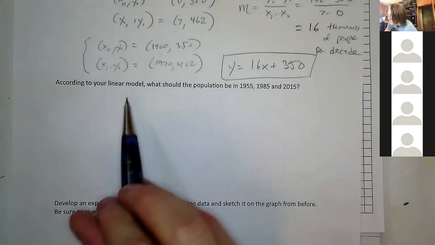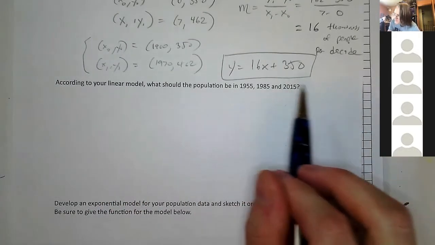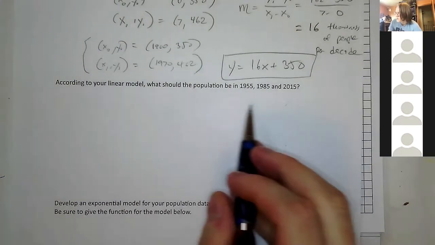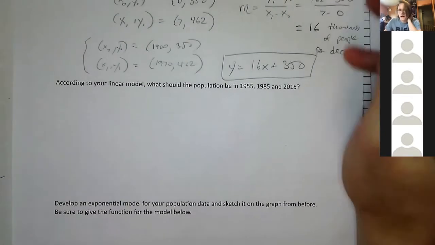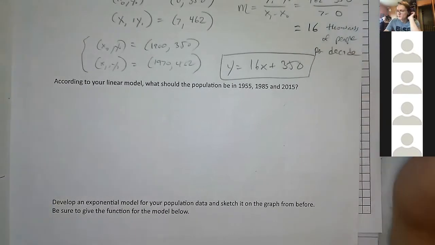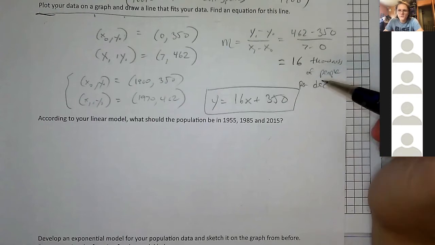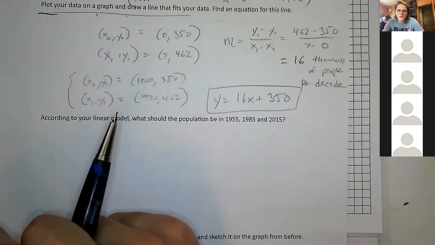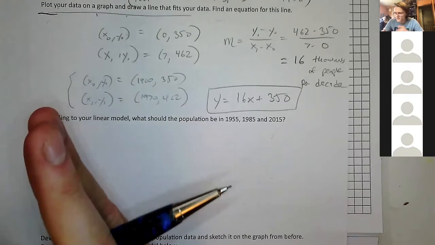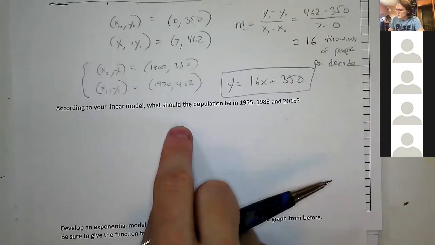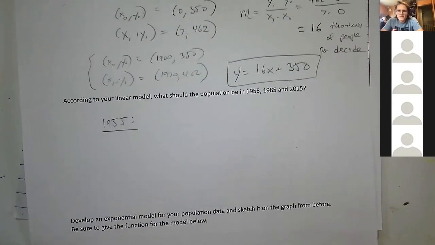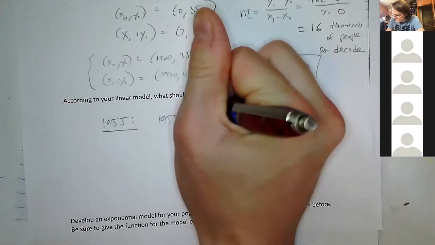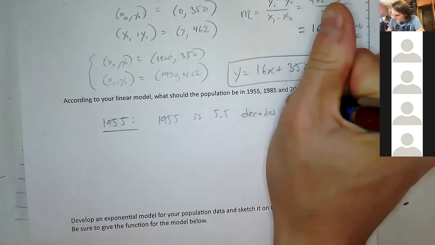The next part, according to your linear model, what should the population be in 1955, 1985, and 2015? Right? And so basically, this question is asking you, do you understand how to use your model? And so, as I said, it's very important you understand what your x actually corresponds to when you write up this model. So as I said, my x corresponded to the decades after 1900. Yours, if you did it this way, could also correspond to the years after 1900, or even the actual year. So multiple ways to do it. In my model, what I would do is for 1955, so how many decades after 1900 is 1955? And it's 5.5, right? So 1955 is 5.5 decades after 1900.